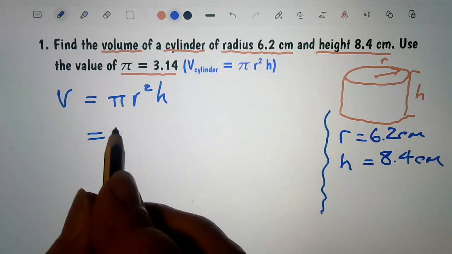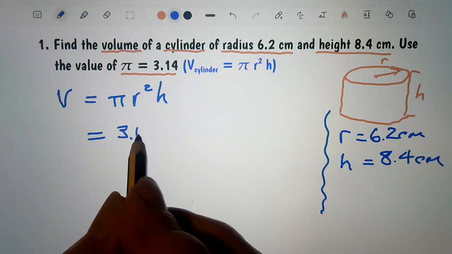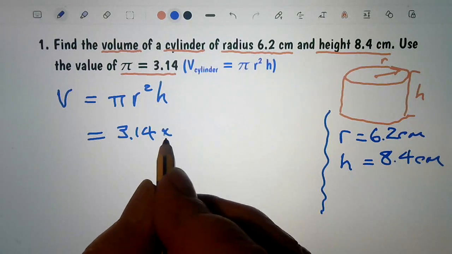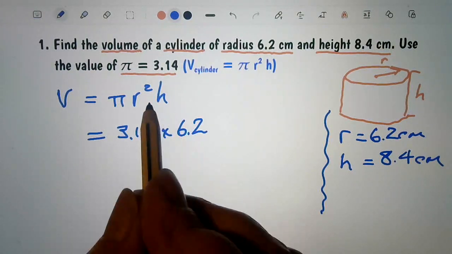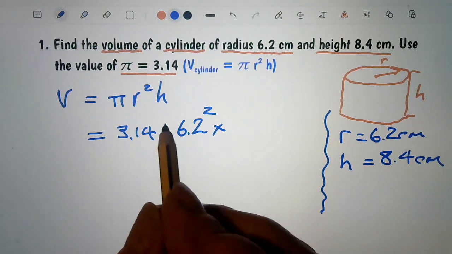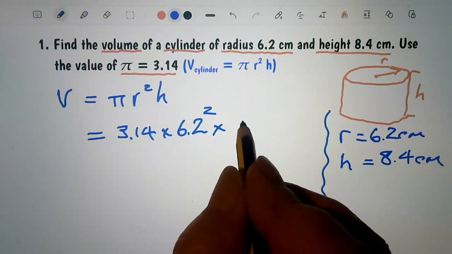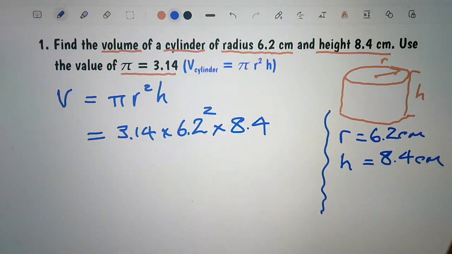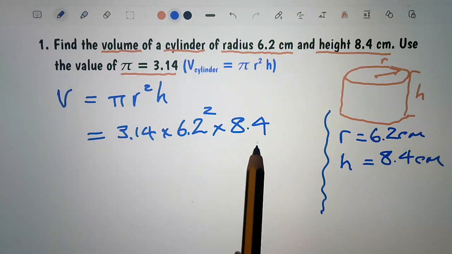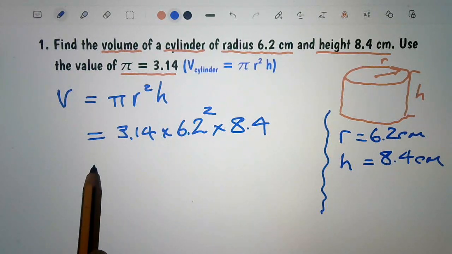So that's equal to pi, that's 3.14, that's what it tells me, r 6.2, but remember it's r squared, so it's 6.2 squared times h, which is 8.4. Do you notice I put the units in the data, but I don't put the units in the calculation? Right, now let's put that on the calculator and get the answer down.